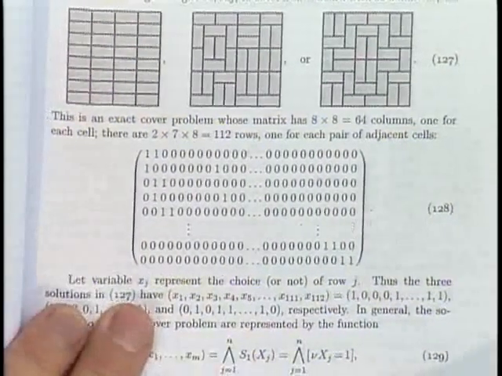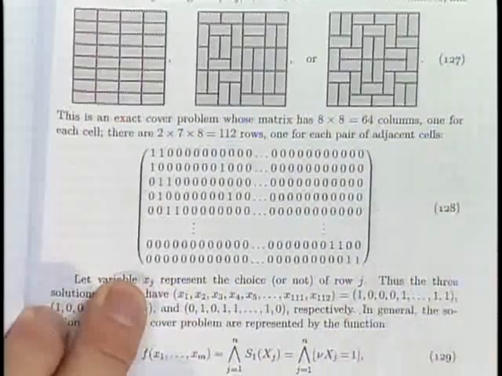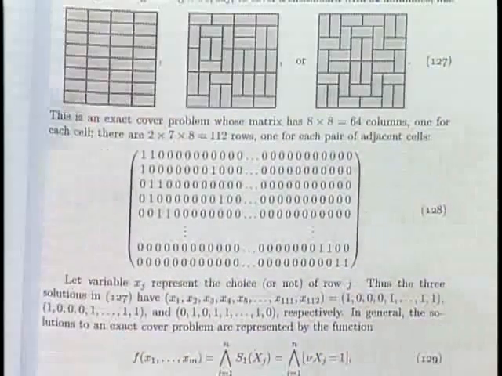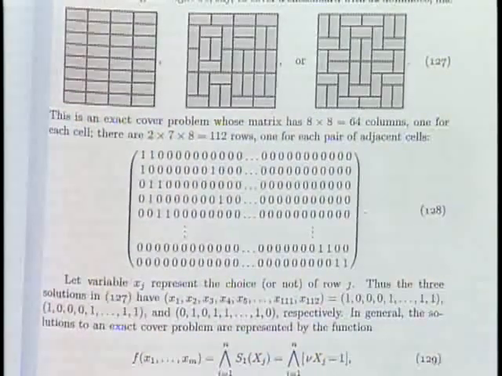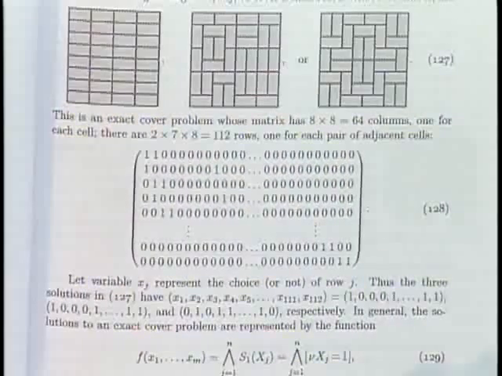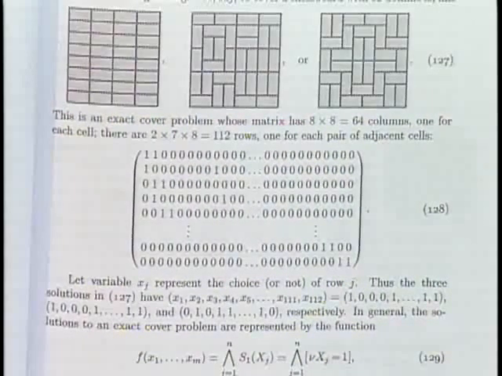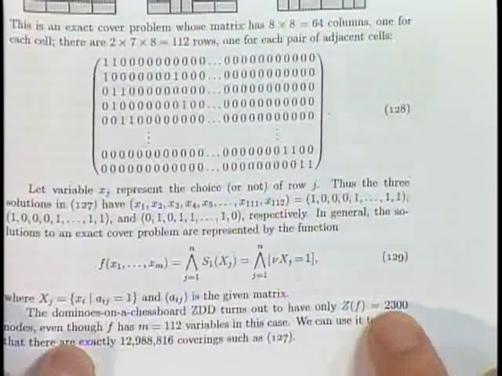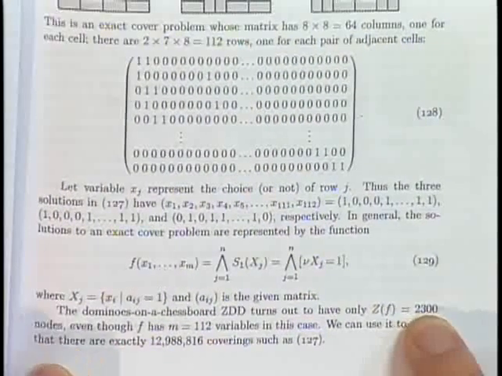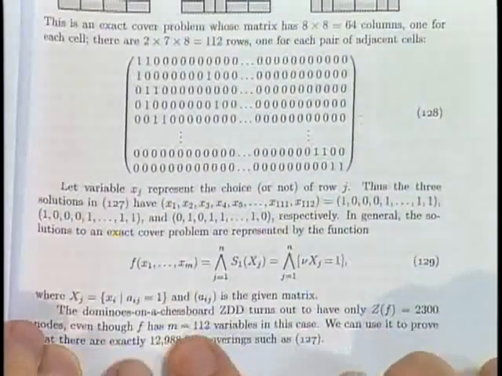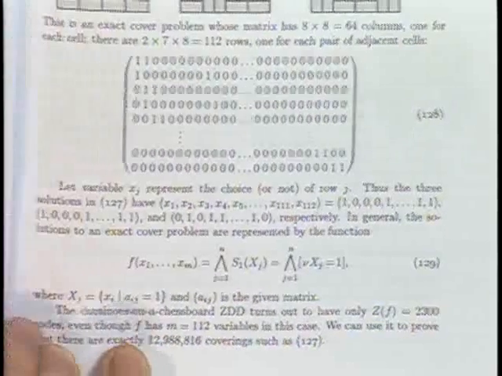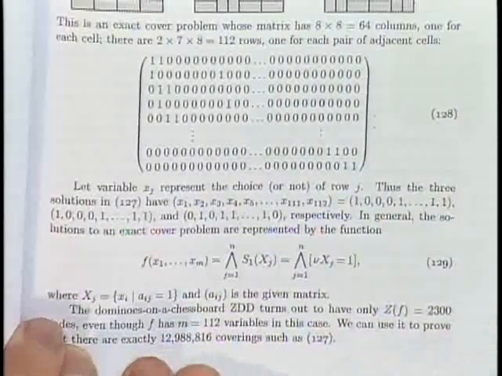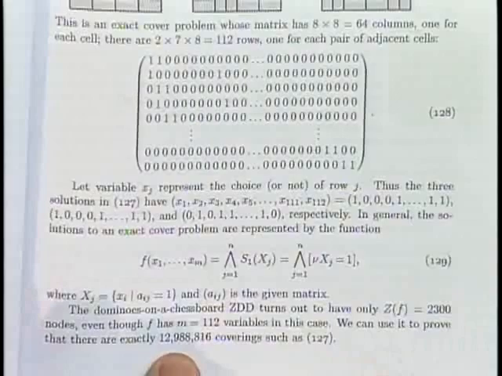Now, we can consider this a family of sets where the winning sets are the ways to choose the sets of 32 rows that solve this problem, or the sets of domino positions that cover the chessboard. Well, it turns out that the ZDD has 2,300 nodes for that problem, but there are 112 places to put the domino. But the ZDD has it, and once you have a ZDD, it's easy to count the number of solutions.